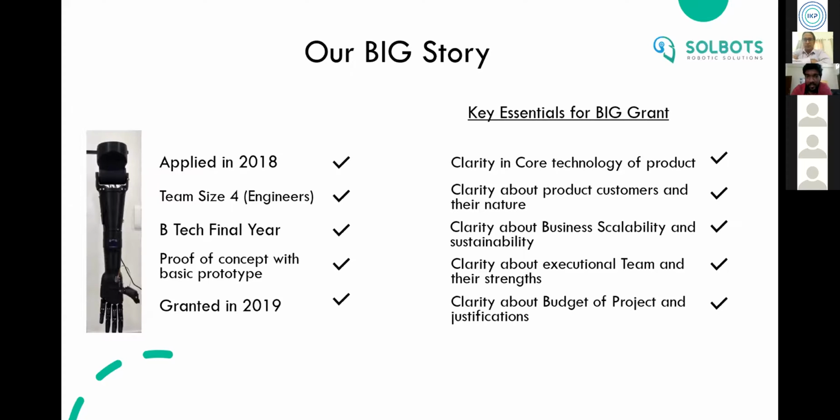And that's where IKP helped us a lot, because in our very beginning stages we didn't have a clear idea, and we had a lot of doubts about our product, since we were at the BTech stage. But when we approached the IKP team, Visu sir and Ramji sir, they really helped us in shaping our idea and making things go in the right direction. So that plays a major role in getting a successful BIG grant.